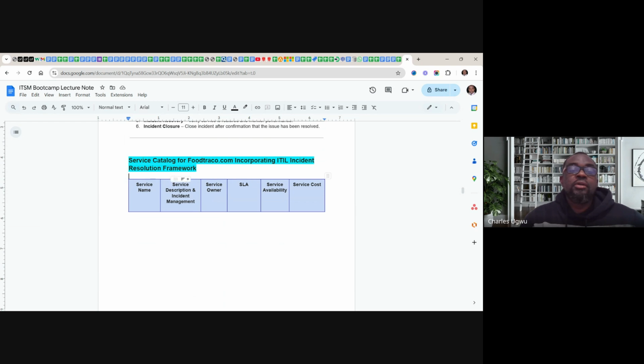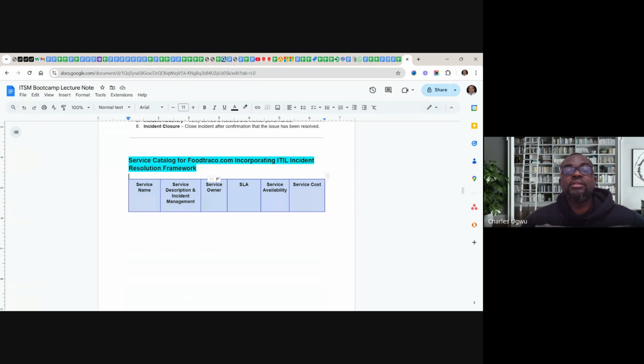So these are the columns under which we are going to design this service catalog. The first thing is to identify the services, the service name. At times, if you want to break it further, when you identify the name, you put it under a category. Or you can identify the service and service description. Then you talk about the service owner, who is in charge of this service within the IT service management unit.